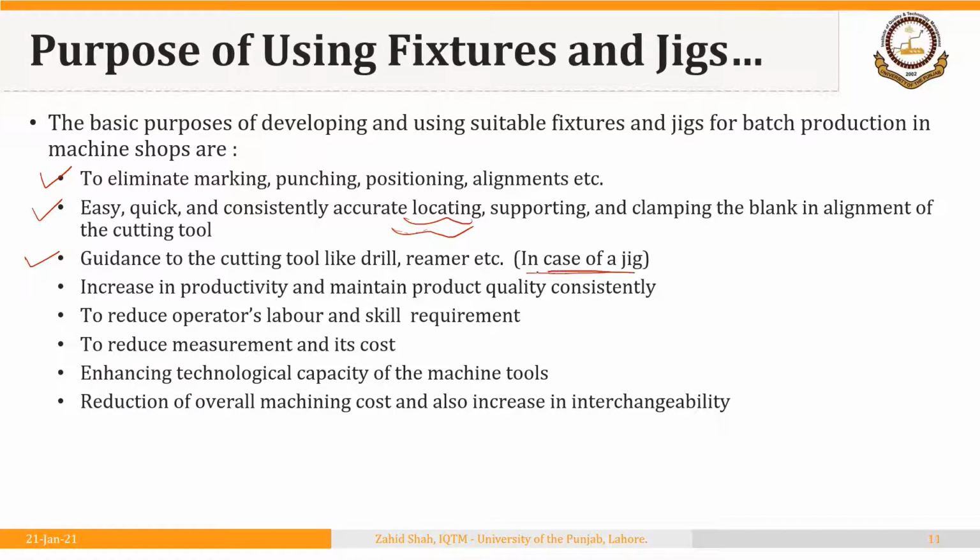In the case of a jig, just as in the example we saw, we won't need adjustments of the drill bit with respect to the workpiece and vice versa. Productivity is improved. Less skill of the labor is required using fixtures and jigs. We are very much sure about the accuracy of the parts, so measurement time and effort is reduced. So in a way, we are increasing the technological capacity of the machine tools. So we are making work holding very quick and accurate. And as a whole, overall machining cost is reduced, and a very important benefit achieved is the benefit of interchangeability. The parts made are very similar to each other and they are interchangeable.